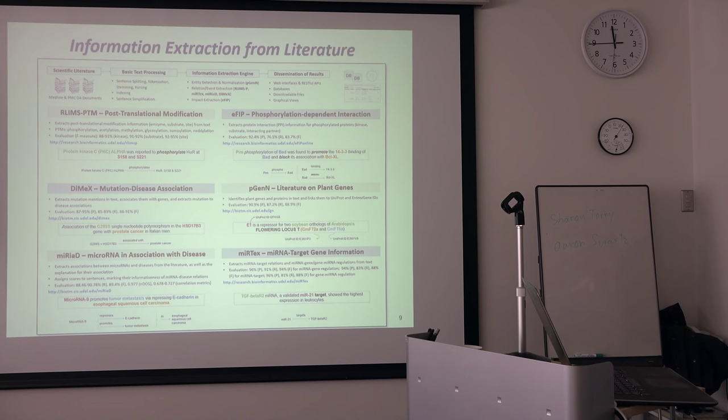So, information extraction from literature. As I mentioned, we developed a number of these kinds of systems. We started out with RLIMS-P, a system to mine kinase-substrate-site relationships from the literature. We have extended it to other PTMs, glycosylation, methylation, and a number of other important PTMs. And we have eFIP to allow us to detect protein-protein interactions that relate to phosphorylated proteins. We also have mutation detection, which detects relationships between mutations, those specific mutated sites, so that we can connect the SNPs, the polymorphisms, directly to disease consequences.